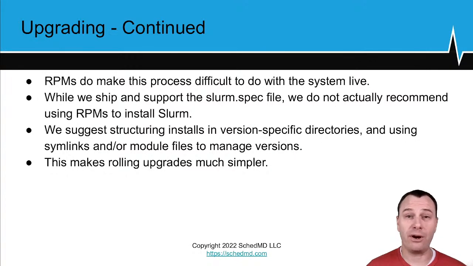Just a side note about RPMs. RPMs do make the upgrade process difficult to do on a live system. Although we ship and support the slurm.spec, our general recommendation is to not use RPMs to install Slurm. Instead, we recommend that you use version-specific directories and use symlinks or module files to manage versions. This makes rolling upgrades much simpler as you just have to replace symlinks.